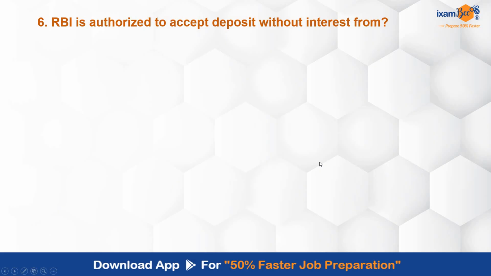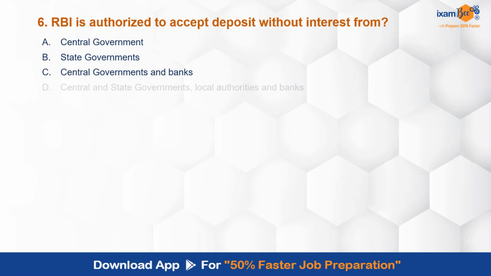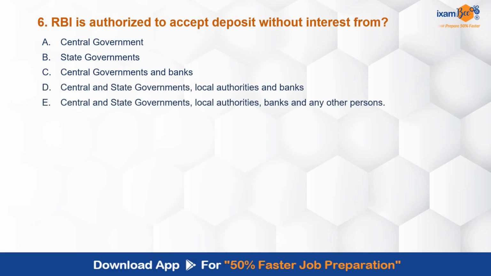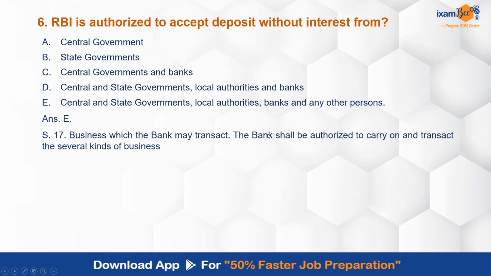RBI is authorized to accept deposit without interest from central government, state governments, central governments and banks, central state governments, local authorities and banks, central state, local authorities, bank and any other person. That means almost all the people. Again, tricky question. But if you know, you know. Correct answer is E. Central state governments, local authorities, banks and any other persons.